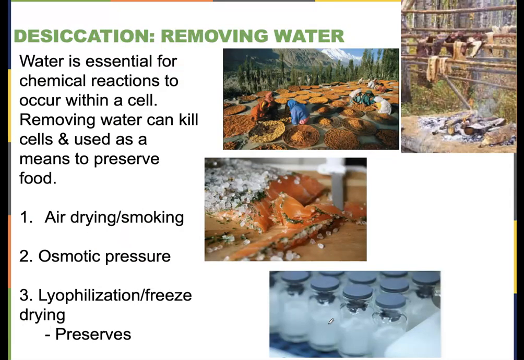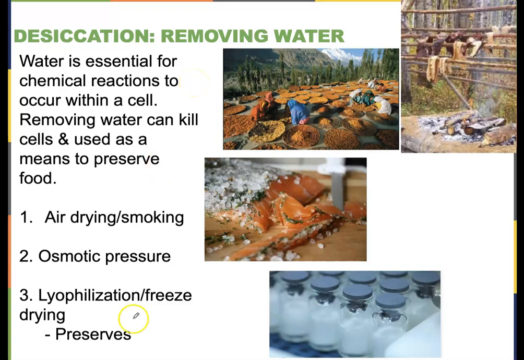All right, moving on to desiccation. This is drying. We're just removing the water from these cells. Water is super important for chemical reactions to occur, right? If you remember back to dehydration reactions, condensation reactions, and hydrolytic reactions, those chemical reactions need water. If you take away that water, you cannot build up or break down anything in the cell. So if you remove the water, we are going to kill the cell.